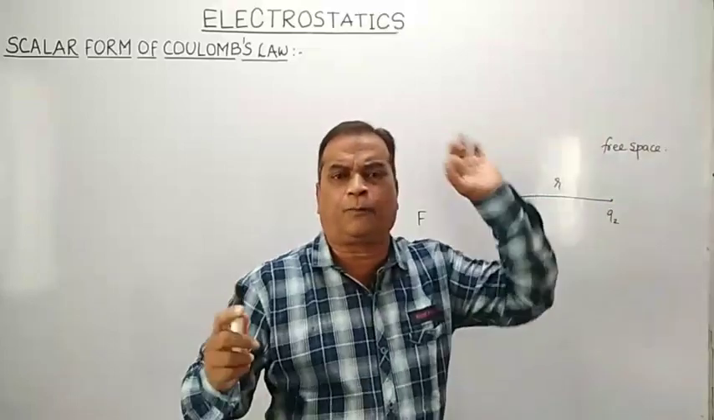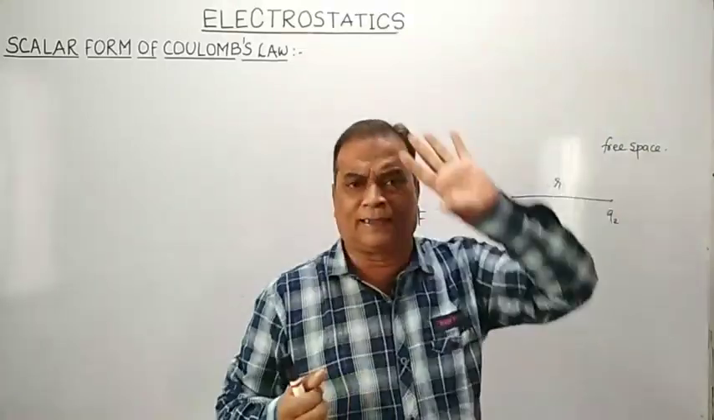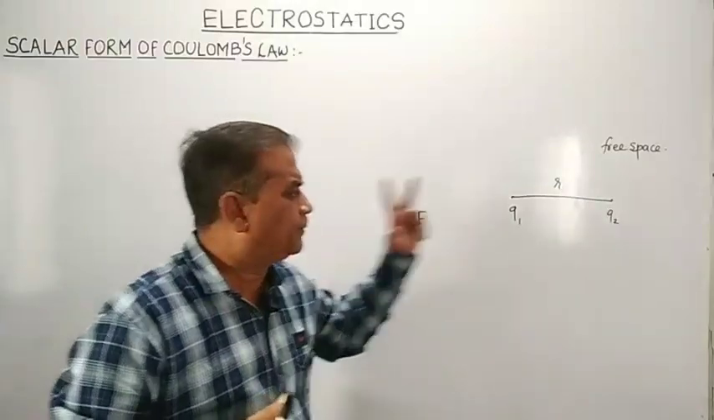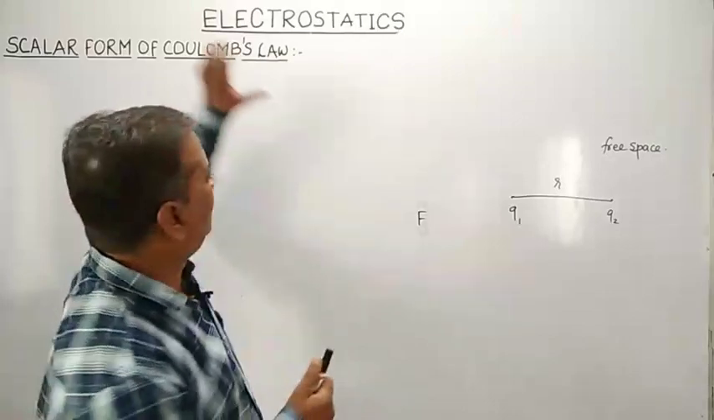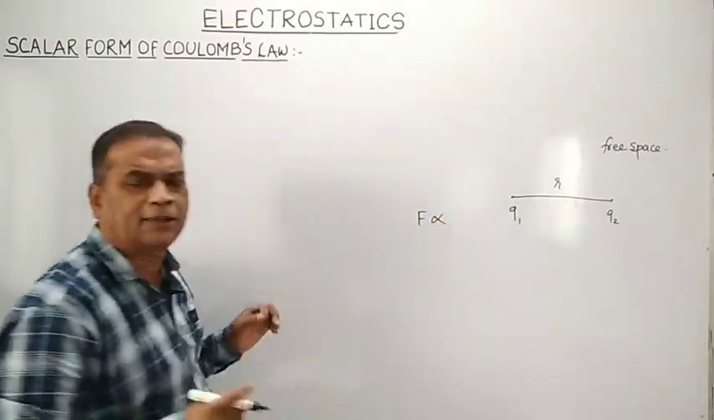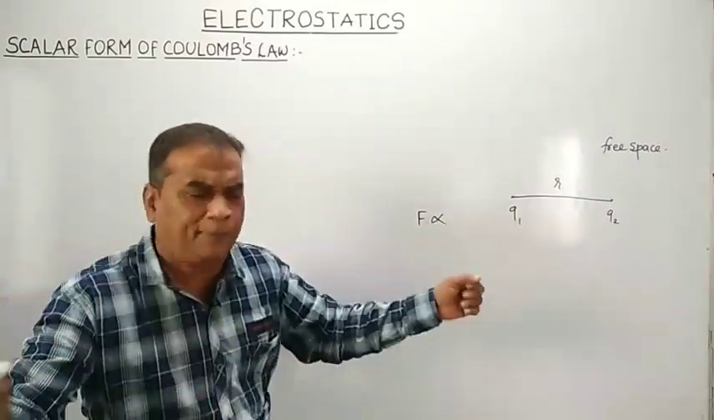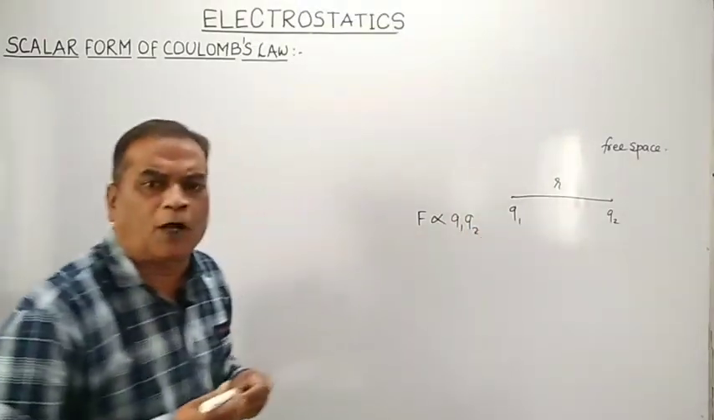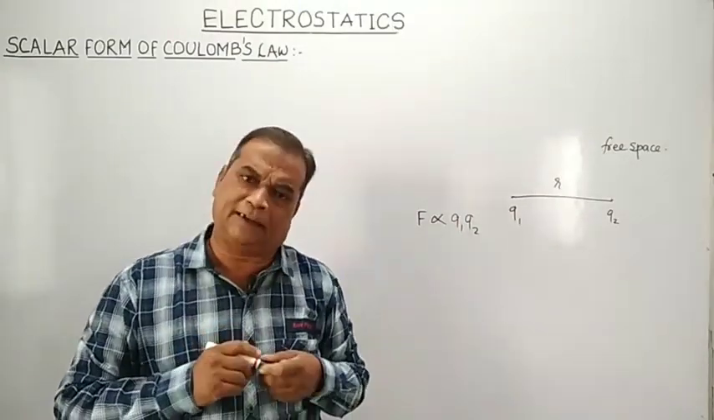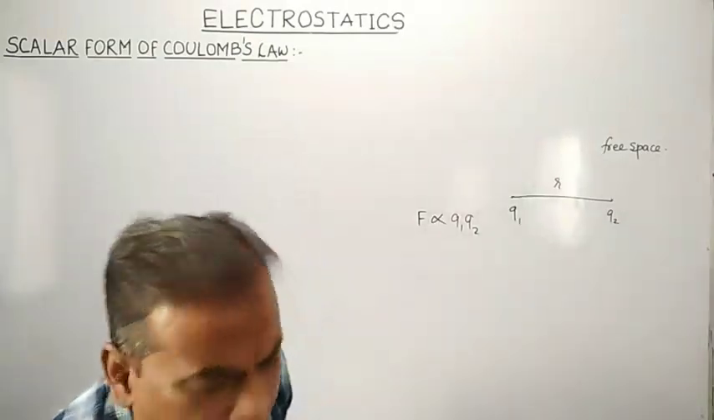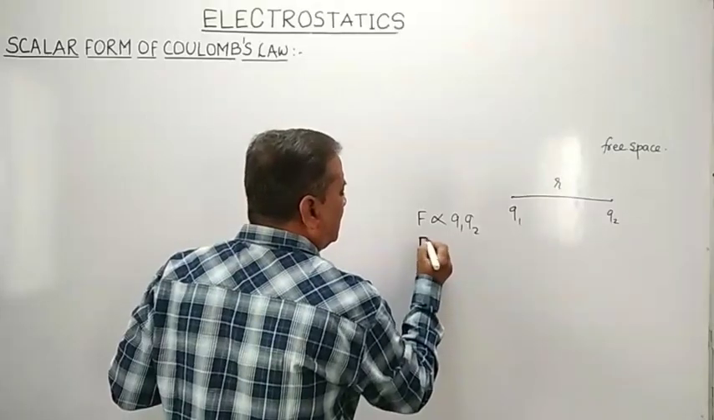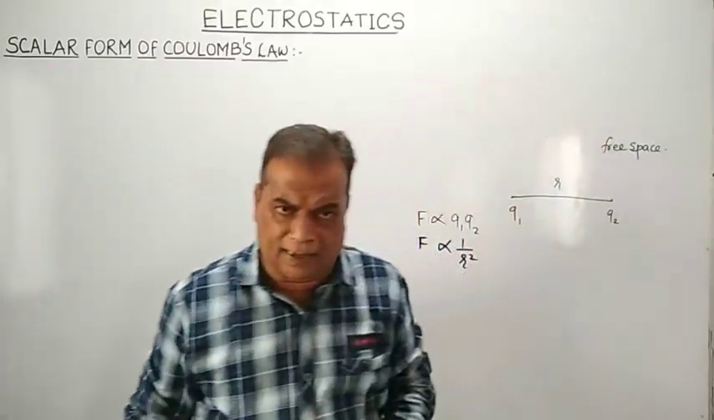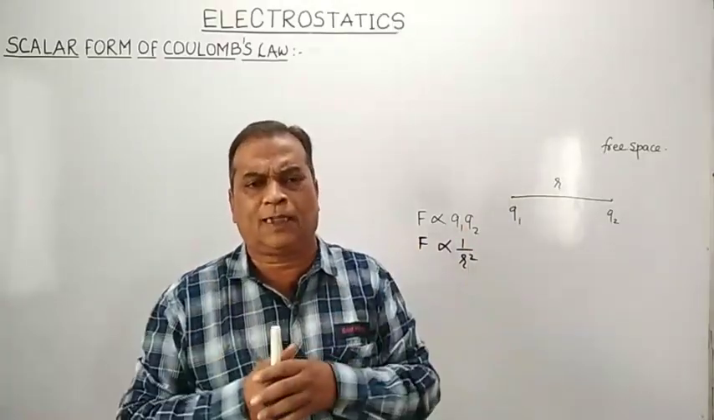If I say that F represents the force of attraction or repulsion between the two point charges at rest, then Coulomb says that this force between the two point charges kept at a finite distance r apart is directly proportional to the product of the magnitude of the charges, whereas it is inversely proportional to the square of the distance between the two charges.